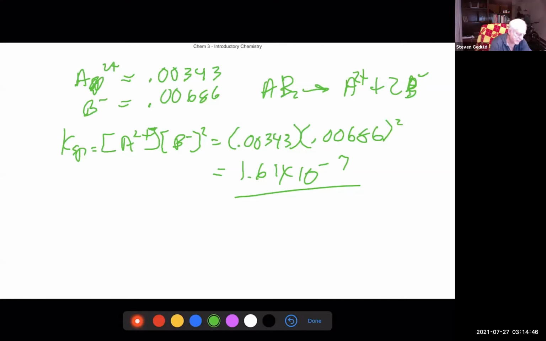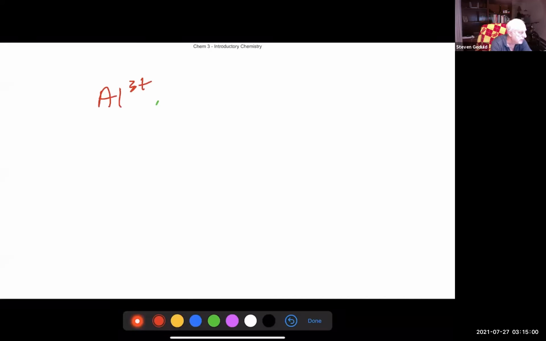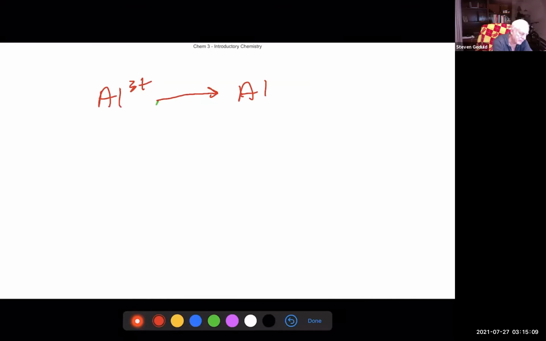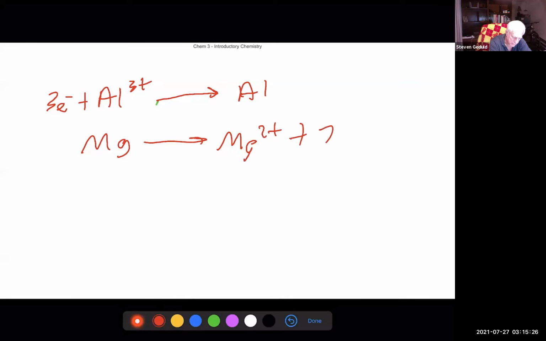Okay, this one we were just talking about today, actually: the half reactions. Al3+ is reduced to elemental aluminum, and that would be plus 3 electrons. Balance everything. And magnesium is oxidized to Mg2+. So magnesium goes to Mg2+, and this is plus 2 electrons.